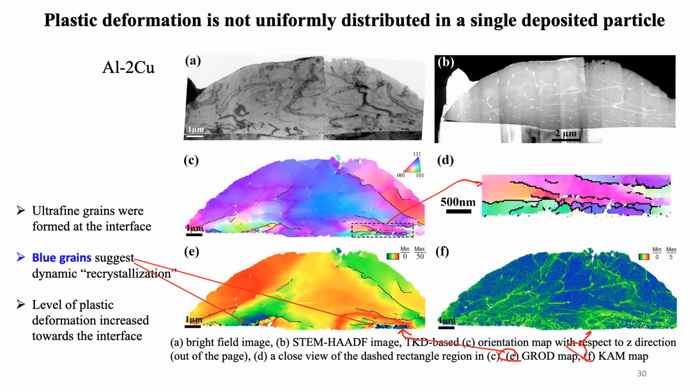The kernel average misorientation maps allow us to visualize that we are actually getting more deformation in the crystalline lattice as we go from the top of the particle towards its impact site. That kind of makes intuitive sense, but that does mean there's also a large deformation gradient from top to bottom in a single particle.